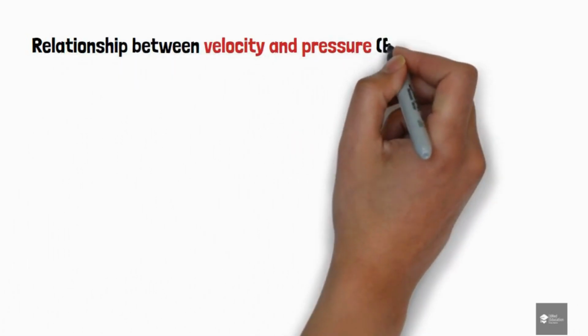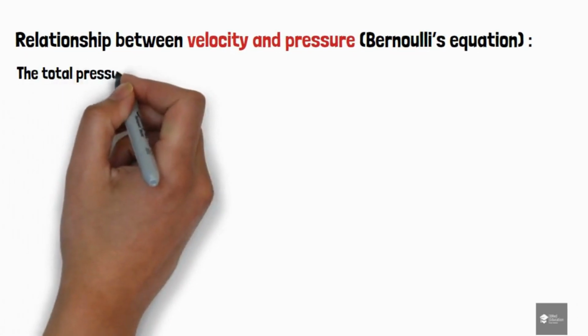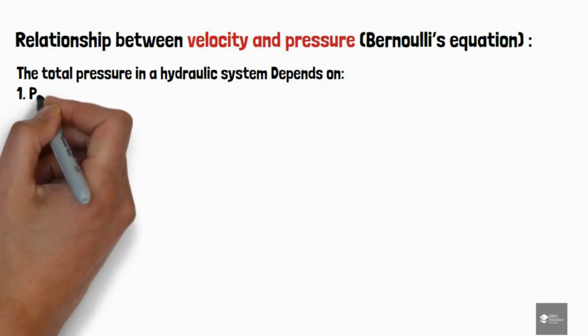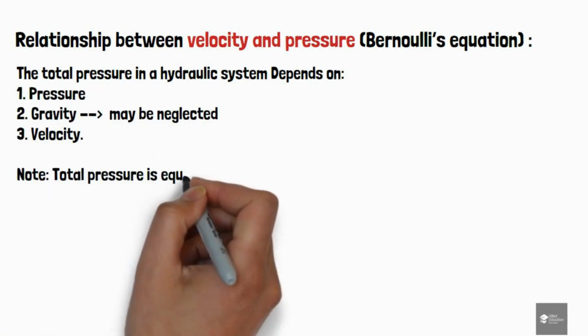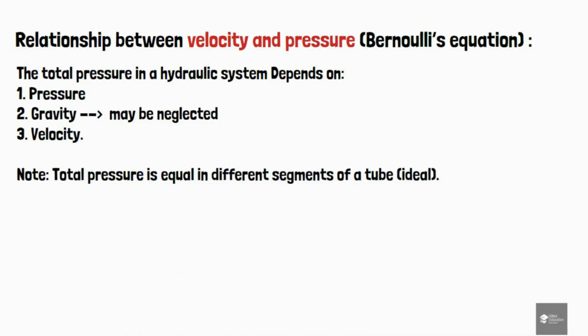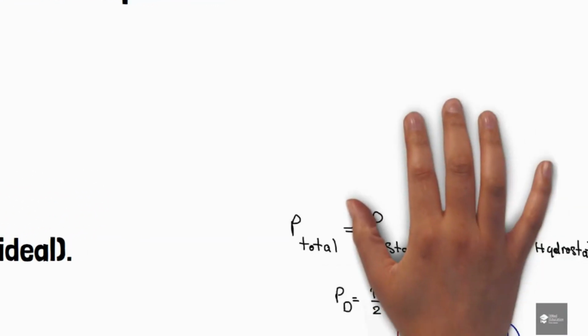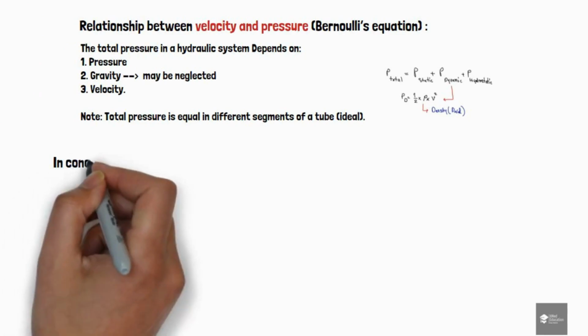The relationship between the velocity and pressure we call Bernoulli's equation. The total pressure in a hydraulic system depends on three factors: pressure, gravity, and velocity. But you have to understand that the total pressure is equal in different segments of the tube in the ideal situation. So total pressure, which is constant, is equal to the static pressure, dynamic pressure, and hydrostatic pressure. And dynamic pressure depends on the density and velocity. Density and velocity. It is really important to know that.